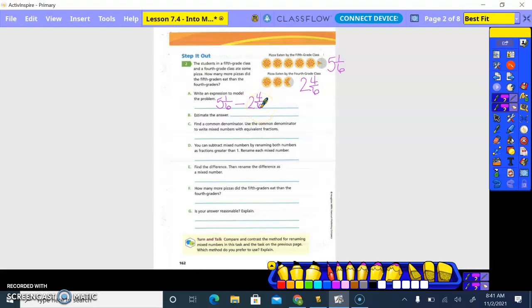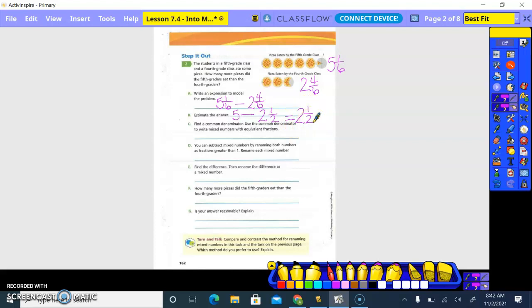Right? Okay. So they want us to estimate our answer. So 5 and 1/6, is that closer to 5, 5.5, or 6? 5, right? Okay. What's half of 6? 3, right? Okay, so is 2 and 4/6 closer to 2, 2.5, or 3? 2.5. So 5 minus 2.5 is 2 and 1/2, right?